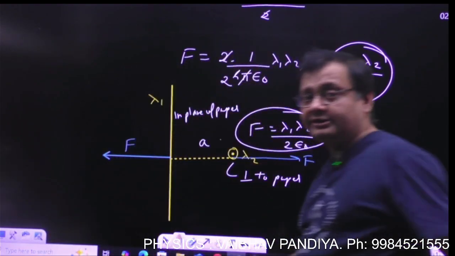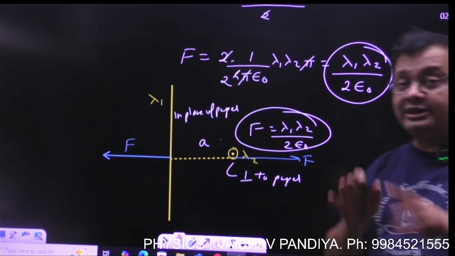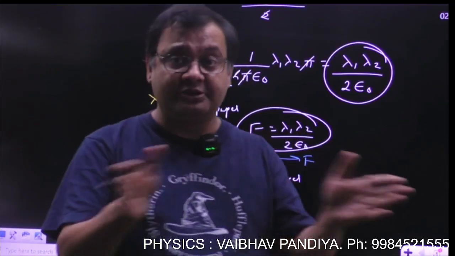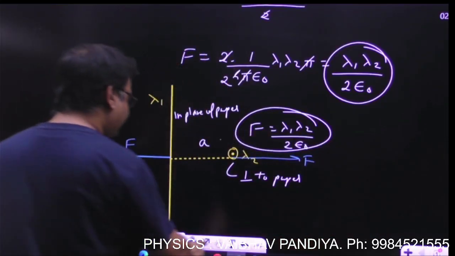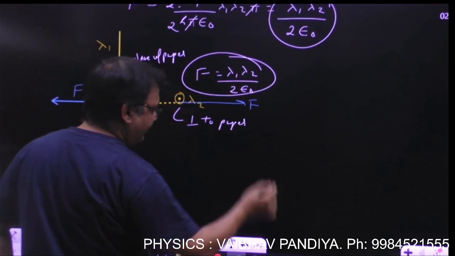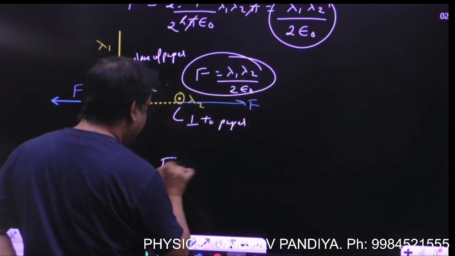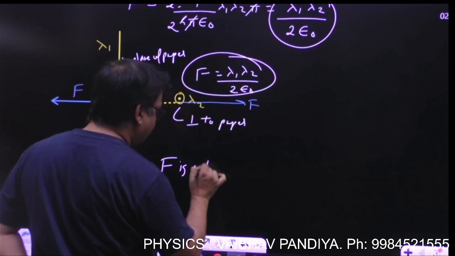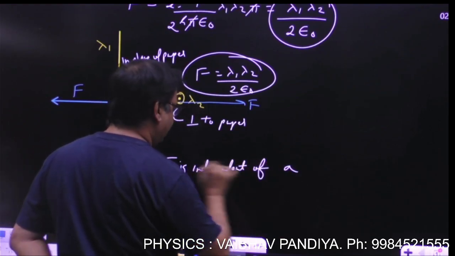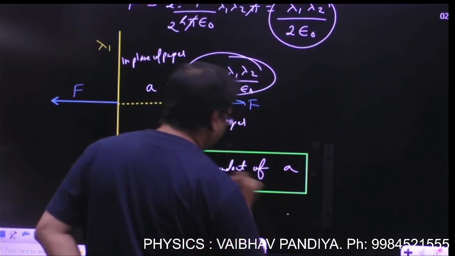Now in the second part, we have to tell how this force depends on the value of A, that is, how this force depends on the distance between the rods. So you can see the force is independent of the value of A. Force is not depending on the value of A. Can you see? This is a very interesting thing. F is independent of A. Okay, so this is the complete solution of the problem. Got it?